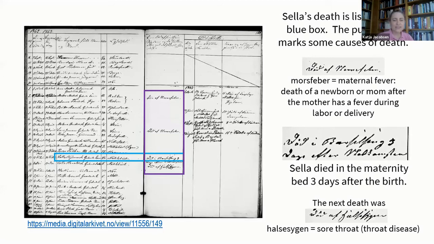Interestingly, the only other listing on this page is right below hers, and that person died of a sore throat, of a throat disease. And I don't quite know how to interpret that, but that must have been something that was obvious enough to people that they felt confident that was the cause of death and recorded that.